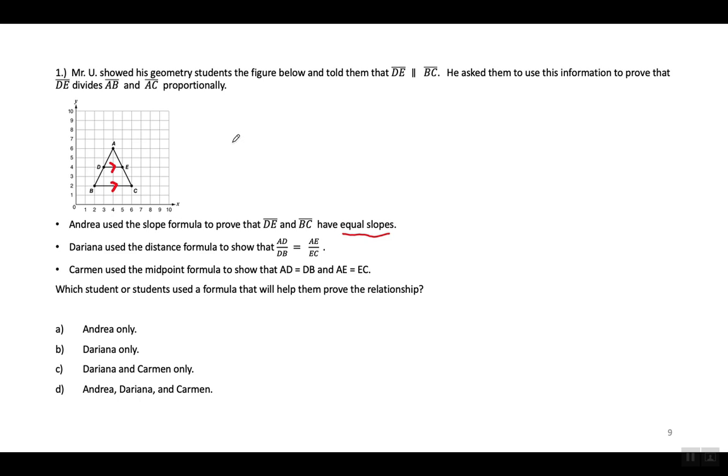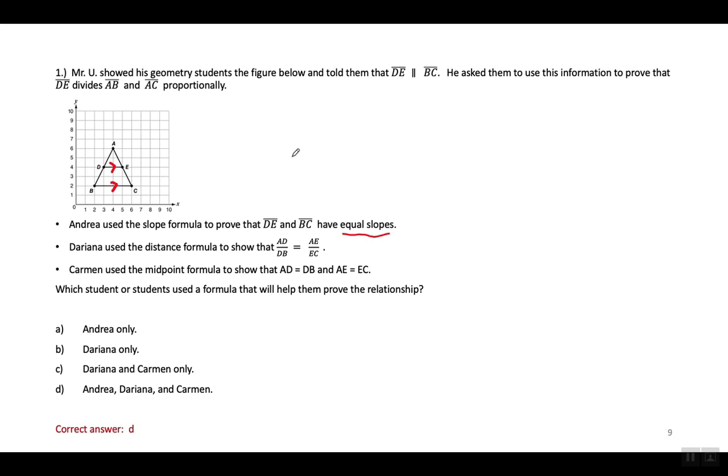Okay, Dariana used the distance formula to show that AD over DB equals AE over EC, and Carmen used the midpoint formula to show that AD is equal to DB and AE is equal to EC. Which student or students used the formula that will help them prove the relationship?